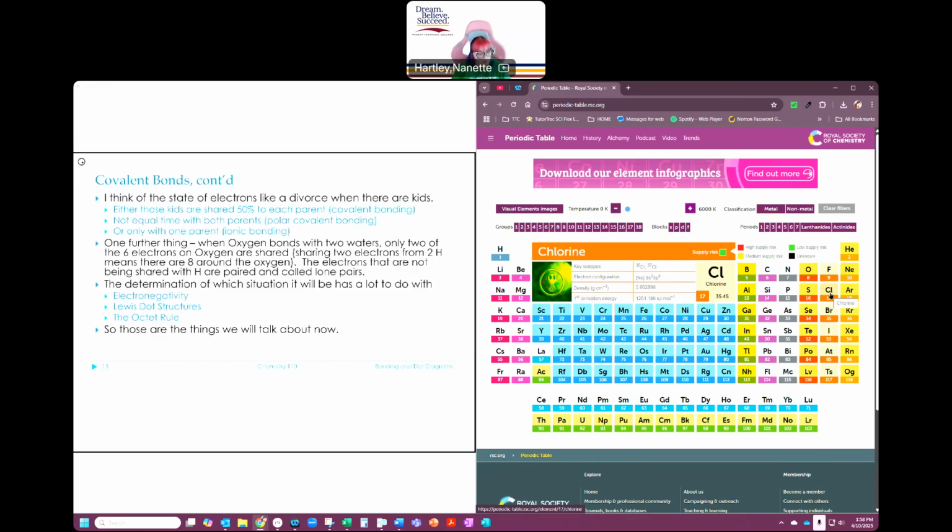And they're based on a number of different things. One of those things is electronegativity, which we've already talked about. One of those things is the Lewis dot structures, which we're going to talk about. One of those other things is the octet rule, which we'll be talking about in more detail. So those are the things that we're going to be talking about when we consider all of these structures.